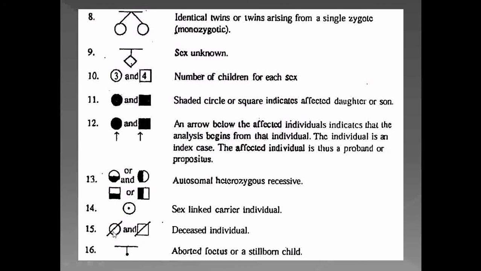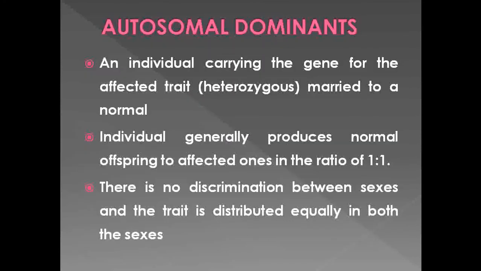Then if the circle or square shows the presence of a middle slanting line, it will indicate they are deceased individuals. Then if the symbol is like that, it will indicate it is an aborted fetus. So before starting the analysis of a pedigree chart, you must know about all these symbols.